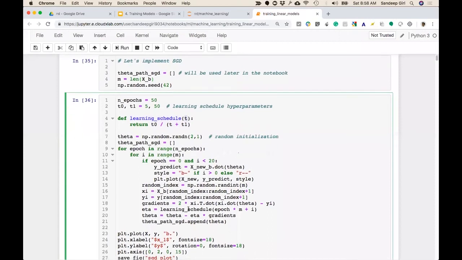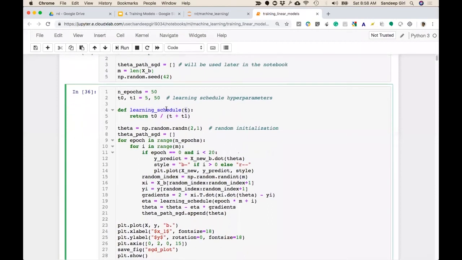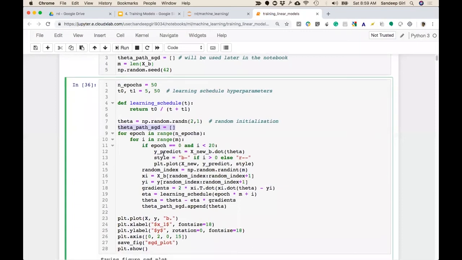Okay, we will be basically moving ahead. This is based on this. We'll be calculating the eta, the learning rate. Now moving ahead, this is the initial thetas, as in a random initialization of thetas, and then this is the path that we are going to keep a record of, where all we went, right? And this is for recording purposes.